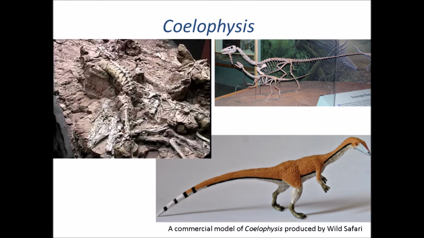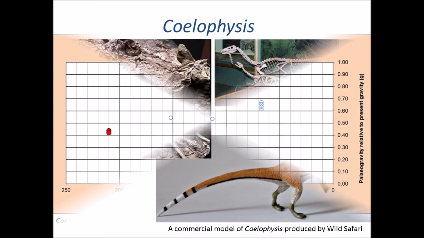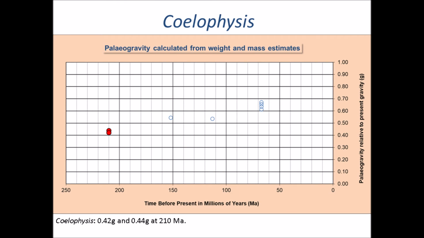About 210 million years ago, there were a group of Coelophysis dinosaurs that became trapped on a floodplain. This has provided us with a range of fossils from small to large of Coelophysis. 2 specimens of Coelophysis produced paleogravity estimates of 0.42g and 0.44g at around about 210 million years ago.